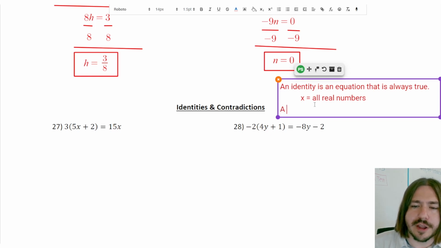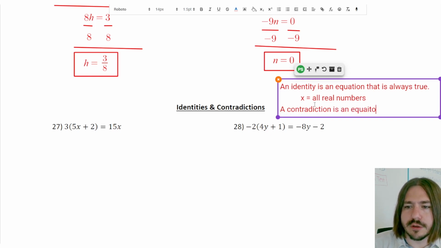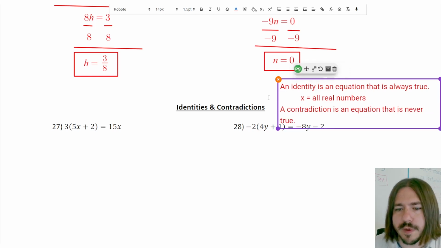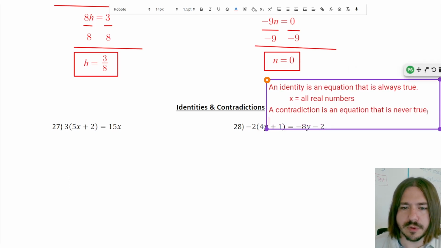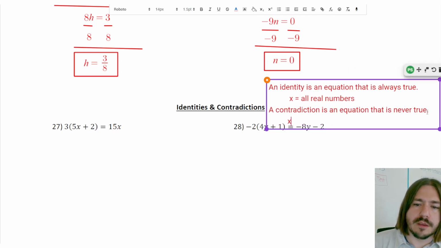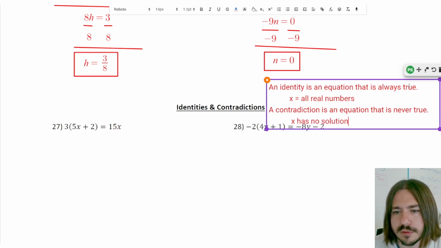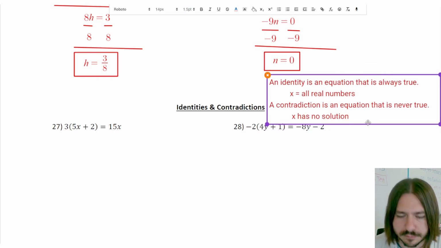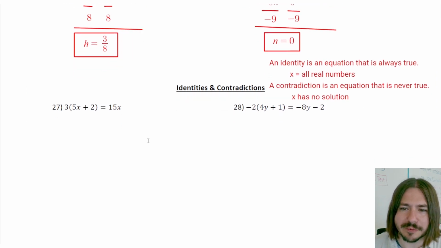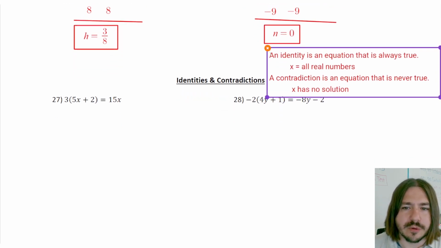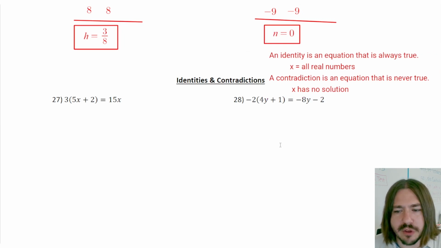A contradiction, on the other hand, is an equation that is never true, okay? So in other words, no matter what you plug into the variable, you always get a false statement. So you would say something along the lines that x has no solution. Or you could just say no solution. That's usually pretty acceptable.